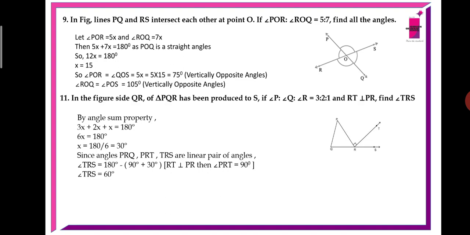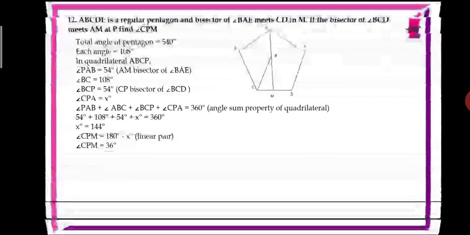Since angles PRQ, PRT, TRS are on a straight line, we can't exactly say linear pair but they are on a straight line. So TRS equal to 180 minus 90 plus 30, because PRT equal to 90 and we know that angle R is 30 degrees. So TRS equal to 180 minus 120 which gives you 60 degrees.